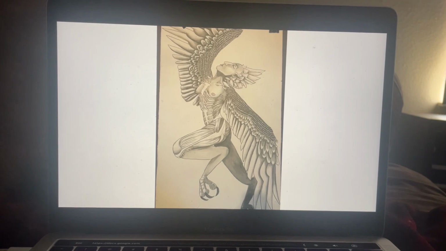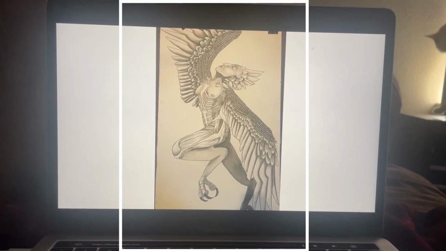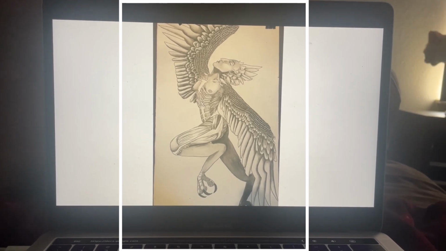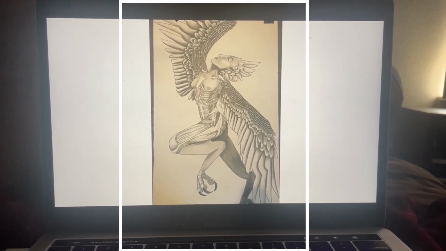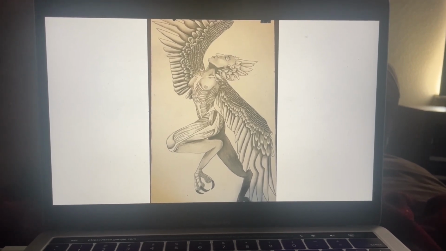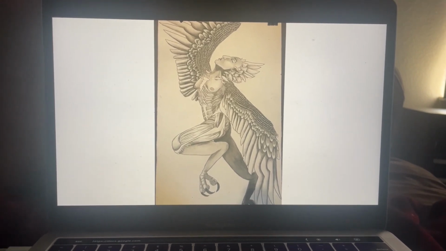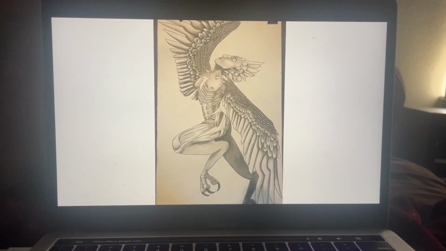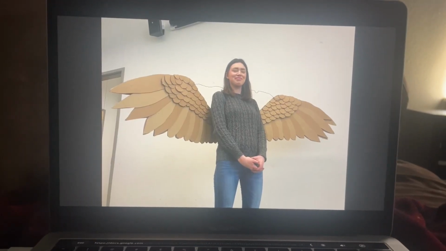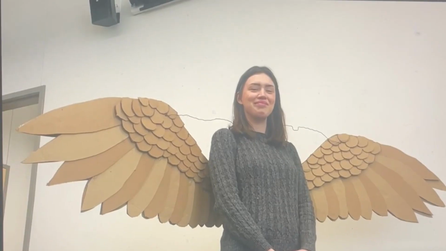I just included some of the works from UFIS that were influenced by my capstone or had an influence on my capstone. I drew a harpy because I knew I wanted my capstone to do with angels. I also included this one because it was a time that I used a different medium than I usually do, and I also made wings because of my capstone.